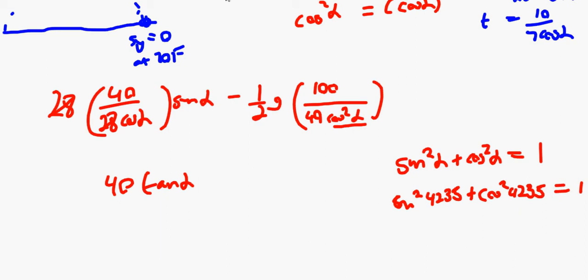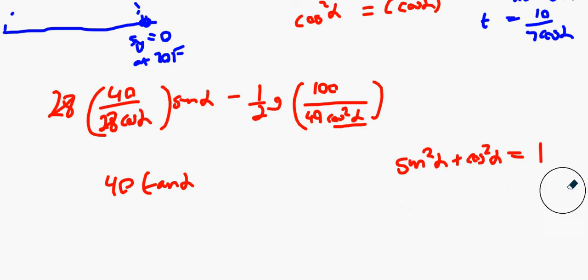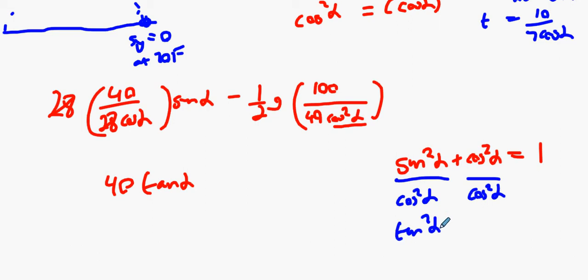Now, next trick I'm going to pull off is I'm going to divide both sides by cos squared alpha. Alright? And you'll see what will happen in a second. So, what happens here? What's sine squared alpha divided by cos squared alpha? Tan squared alpha. Okay. What's cos squared alpha divided by cos squared alpha? 1. And then finally, this is 1 over cos squared alpha. Exactly what we're looking for, isn't it?